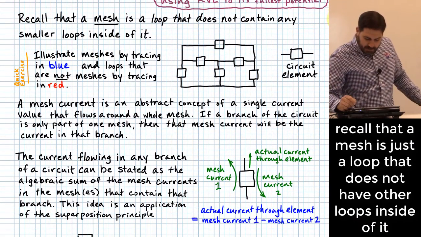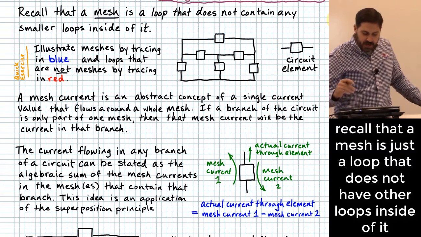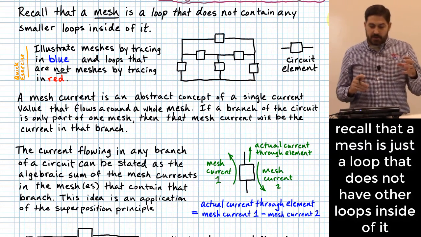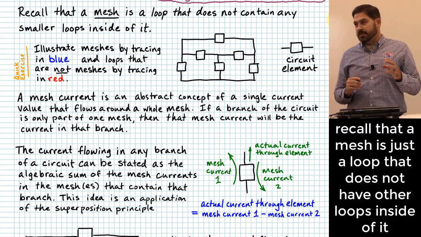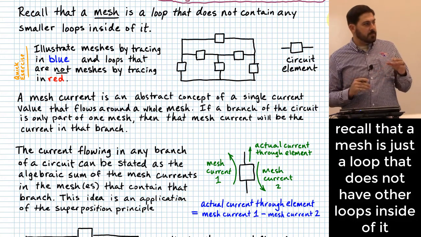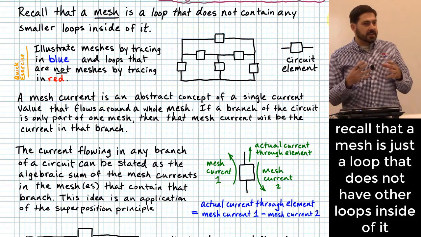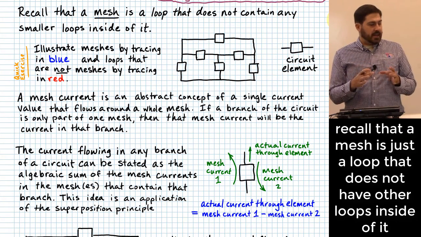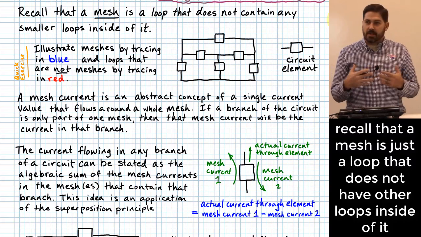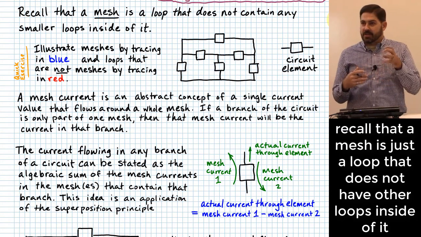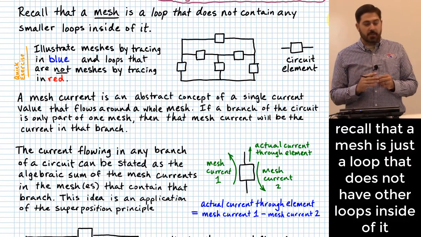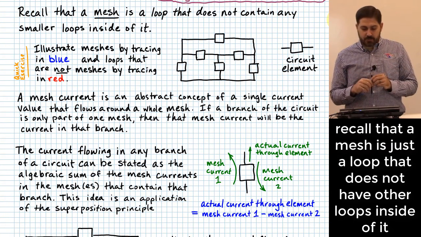So let's go through a little bit of review stuff. First of all, we already covered that there is a special kind of loop that is called a mesh. A mesh is a loop that does not contain any other loops inside of it, okay? And what we're going to do with this topic is first identify meshes, and then do some kind of an analysis on the meshes that we identify, okay?